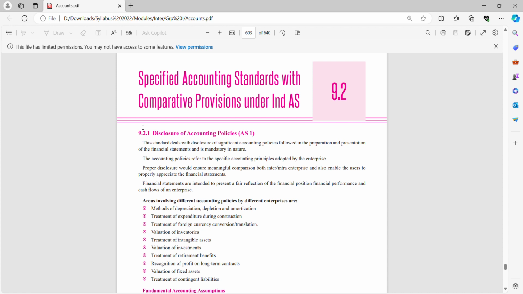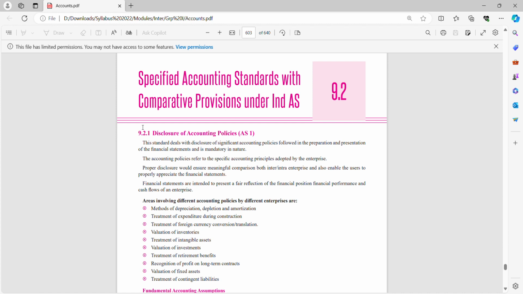Now, suppose any investor or any customer or any supplier wants to deal with both of us, wants to compare, he will not be able to compare the transactions. He'll not be able to compare our financials. But if we are preparing using the same set of rules, same set of standards, then he can compare. So we have disclosure of accounting policies, AS1. This standard deals with disclosure of significant accounting policies followed in preparation and presentation of financial statements and is mandatory in nature. The accounting policies refer to specific accounting policies adopted by the enterprise. Proper disclosure should ensure meaningful comparison both inter and intra.